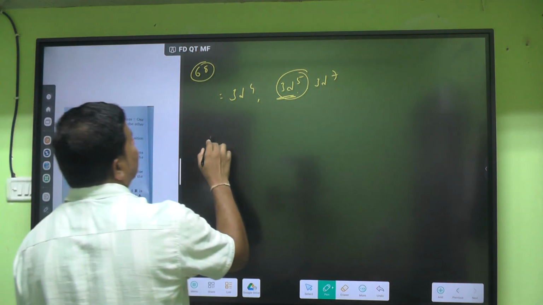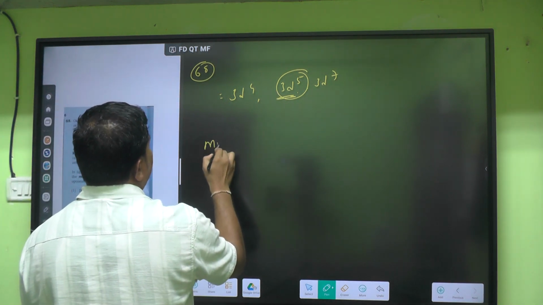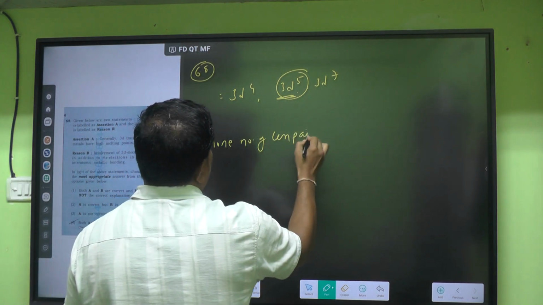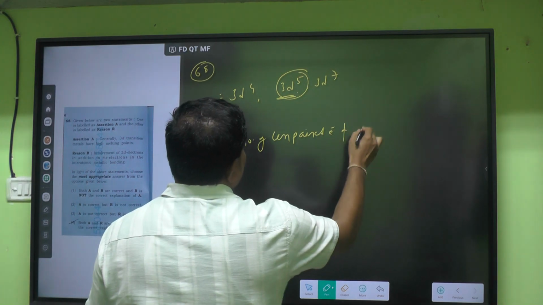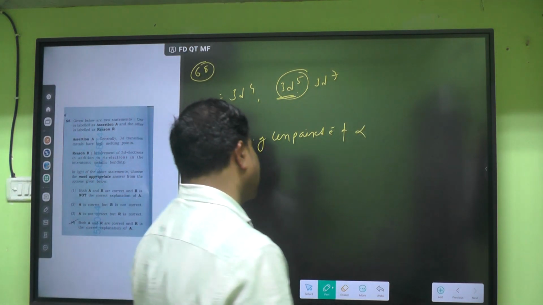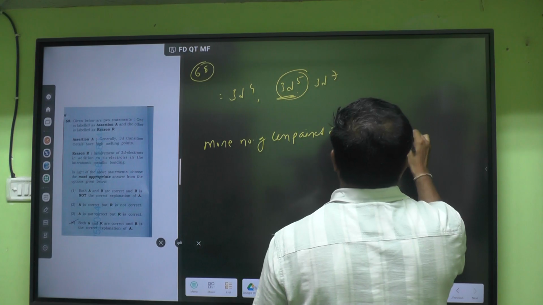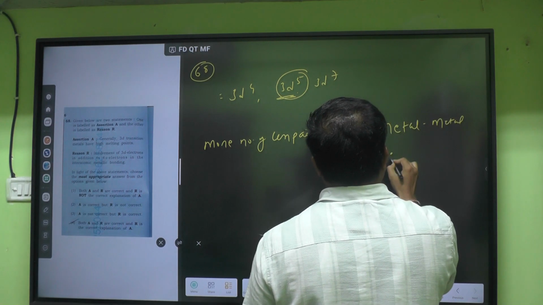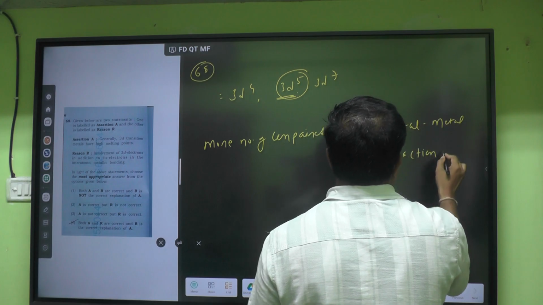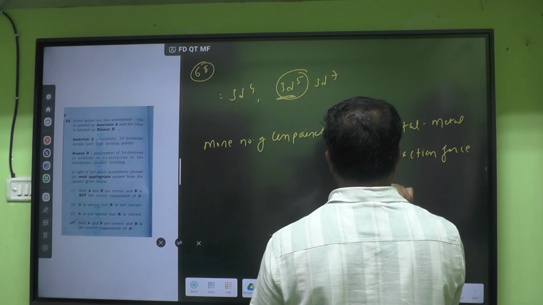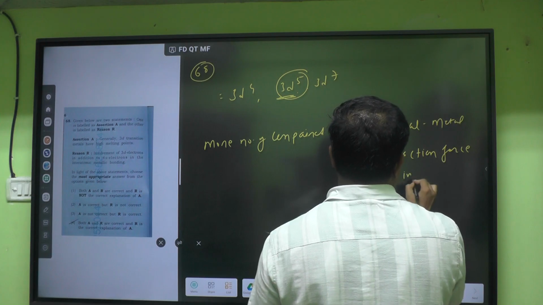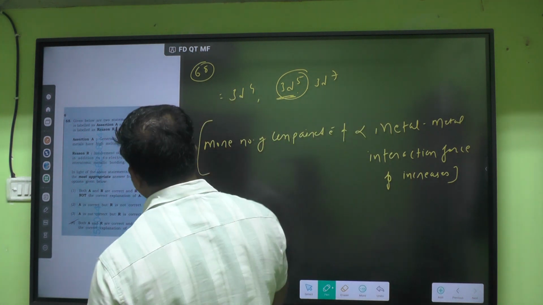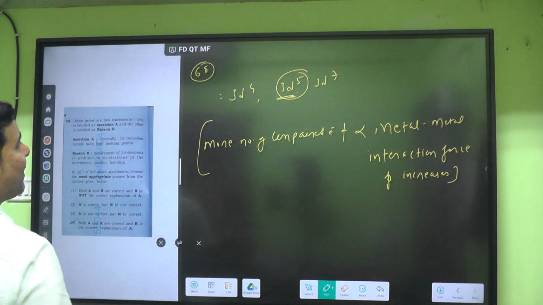That's why the melting point increases. The more unpaired electrons, the more the metal interaction force increases. Here the metal interaction force increases, and that's why it causes a higher melting point.